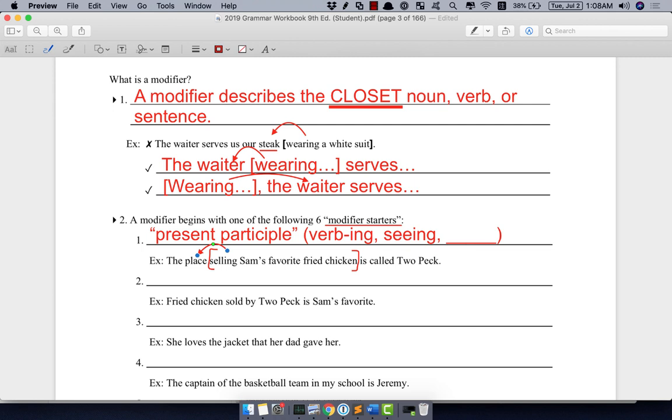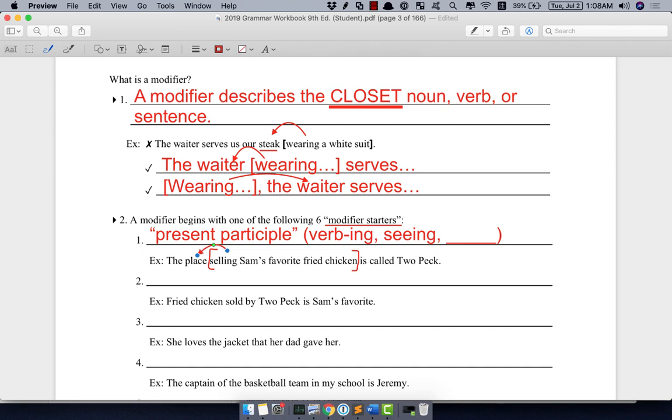If you take out the modifier here, then the sentence becomes, "The place is called Tupac." But which place is it? This modifier here makes it a little bit more specific. "The place selling Sam's favorite fried chicken is called Tupac." And you can think of this sentence in Chinese, if you understand Chinese. So this is saying, like, 那个地方是 Tupac. But, like, which 地方 is it? And this modifier describes, like, 那个地方. So this is, like, Sam's 最喜欢的 fried chicken 的地方 is called Tupac.